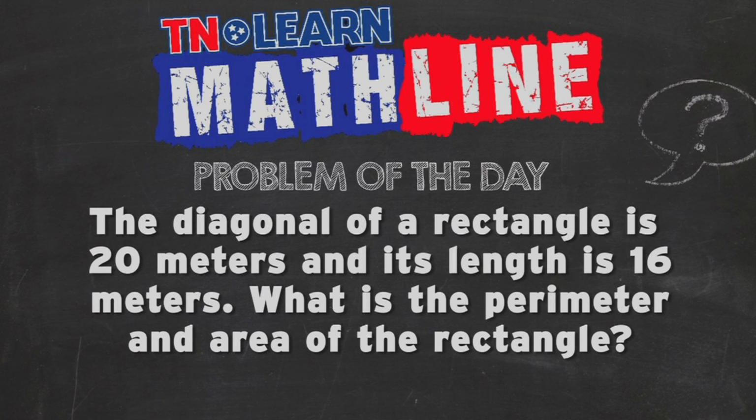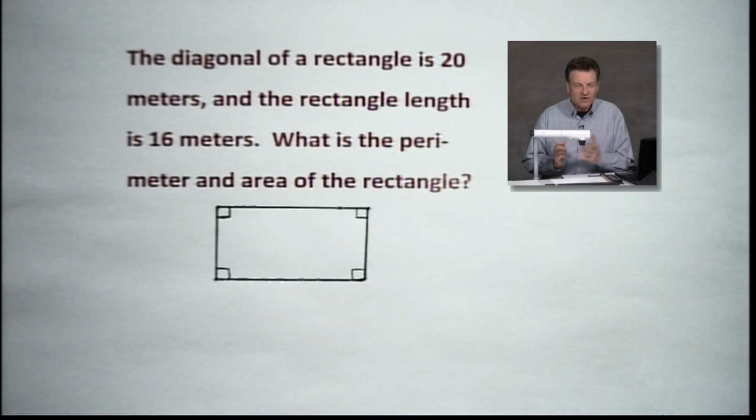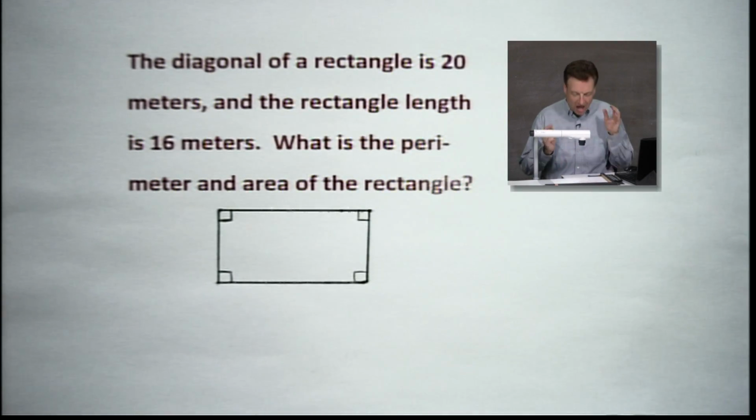So once again, the diagonal of a rectangle is 20 meters. The rectangle length is 16 meters. What is the perimeter and area of our rectangle? All right, let's see what we're going to do there. First of all, got to have a rectangle. Always helps, doesn't it? We have to draw that rectangle again.